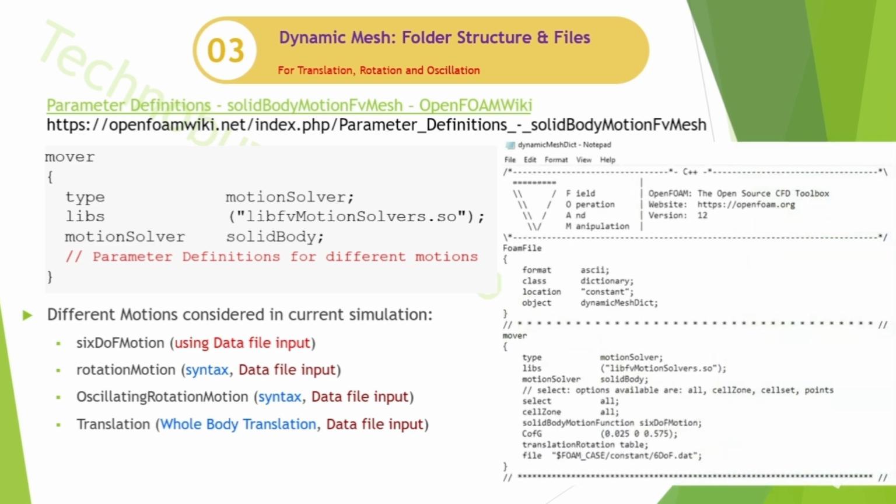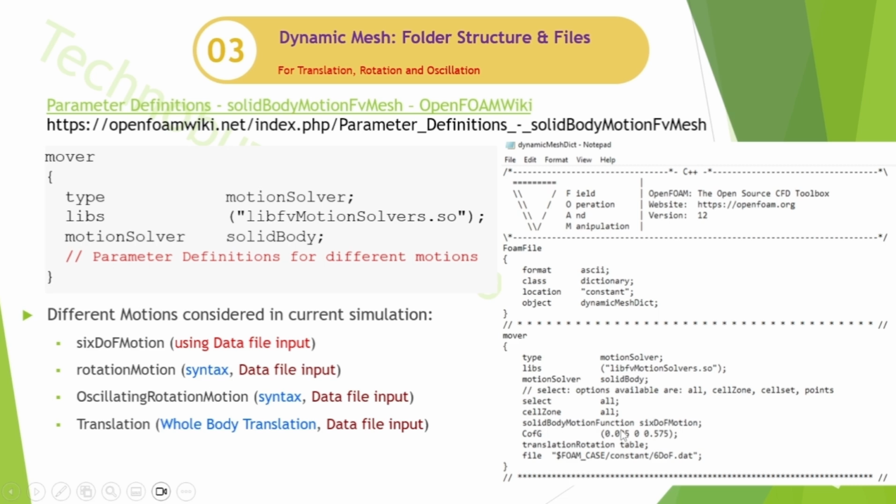So the file dynamic mesh dict looks like this. Here, as I explained, type is motion solver and the motion solver library is added here. The motion solver is solid body. The first parameter after the basic block is select, where we give all. There are different options available here, that is all, cell zone, cell set and points. If we give cell zone here, then for cell zone we have to write the name of the cell zone.